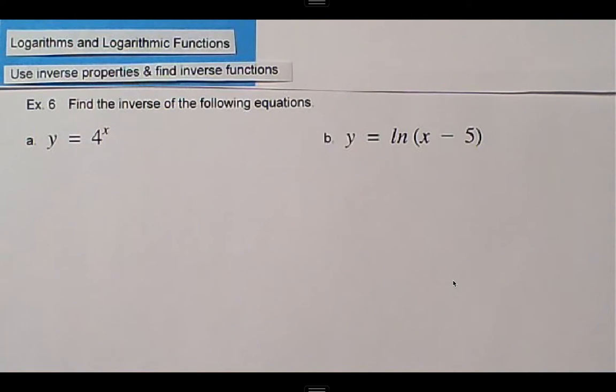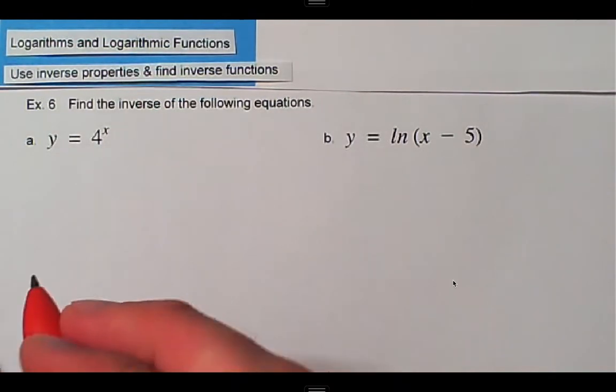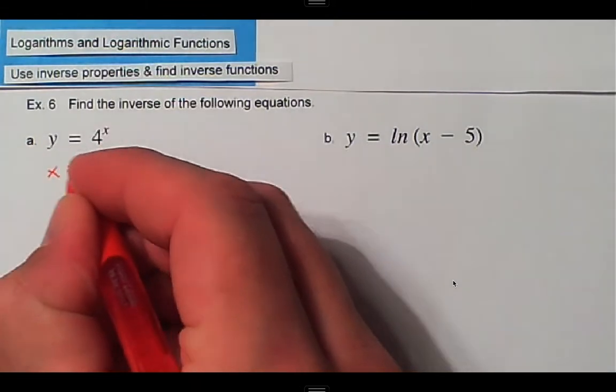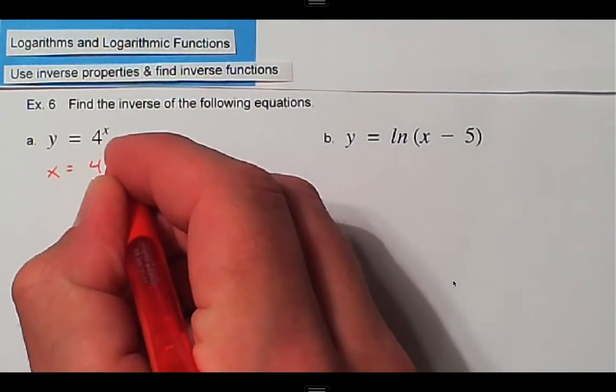We are talking about logarithms and logarithmic functions, and we want to use inverse properties to find inverse functions. Find the inverse of the following equations. Whenever we're trying to find the inverse, the first thing we have to do is switch the x and the y. So then we get x is equal to 4 raised to the y power.